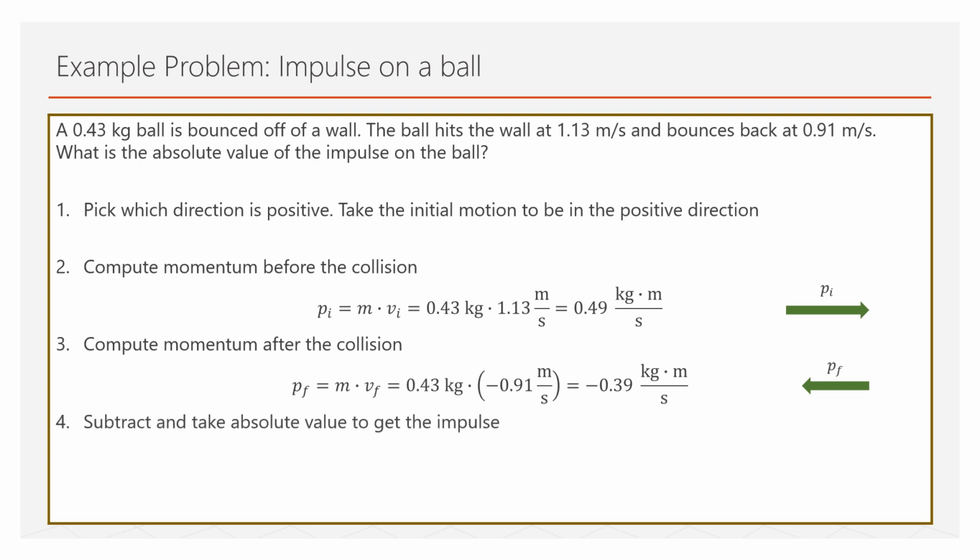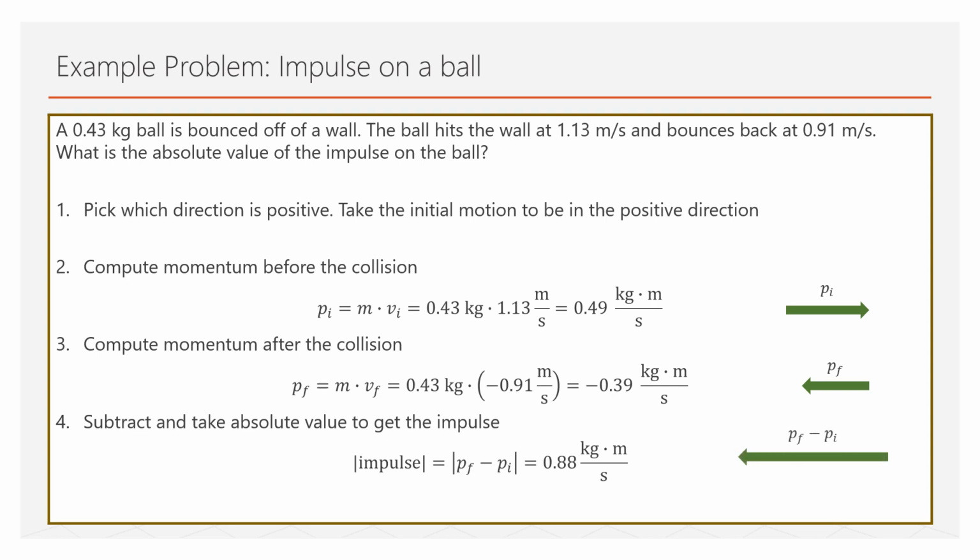The final step is to subtract these two values and take the absolute value to get the impulse. The reason we are taking the absolute value is because the problem statement tells us to do so. So the absolute value of the impulse is the absolute value of the final momentum minus the initial momentum. And when that is done, we get positive 0.88 kilogram meters per second.